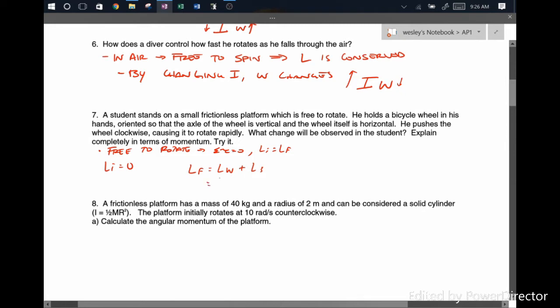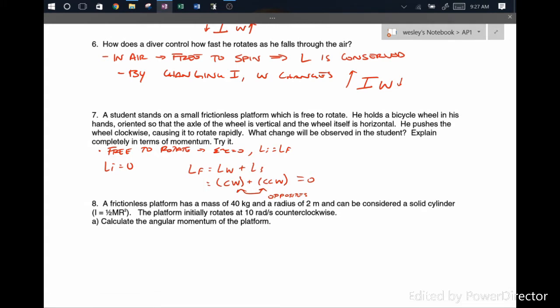So the rotational momentum of the wheel is going to be going clockwise. The rotational momentum of the student has to be going in the opposite direction, counterclockwise, in order for those things to cancel out and equal 0. They must be opposite in direction in order for that to cancel out. And you saw this when you sit on the platform and spin the wheel. You spin the wheel one way, you will spin another way. You have equal and opposite torques acting on you.